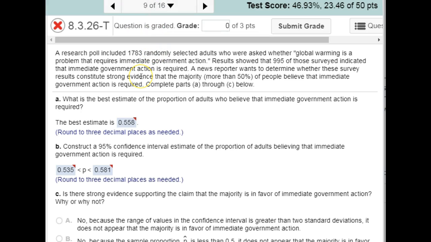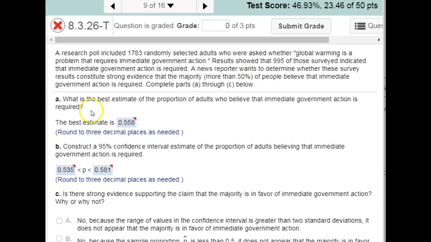In this question here, it's about conducting a research poll, a survey. A large number of people are asked a question, and in this problem, it's whether global warming is a problem that requires immediate government action. And out of that sample, this many people said that yes, they think it's a problem that requires immediate action. And so we want to know if this survey result reflects that over 50% of the entire population feels that same way, that action is required.